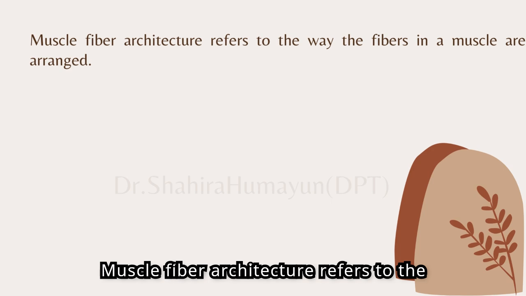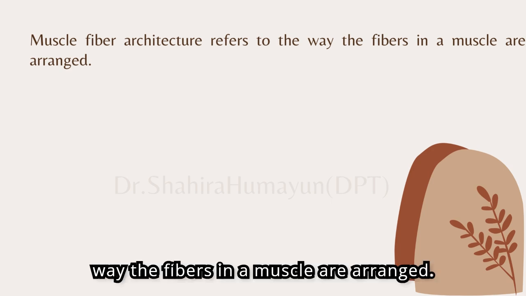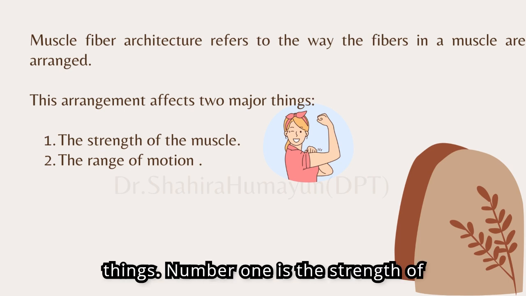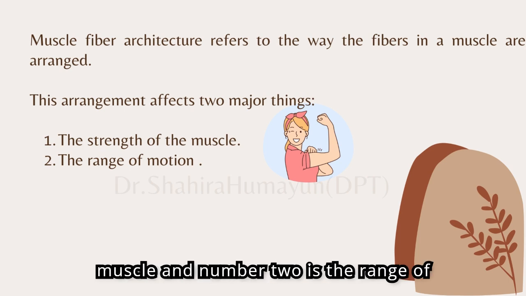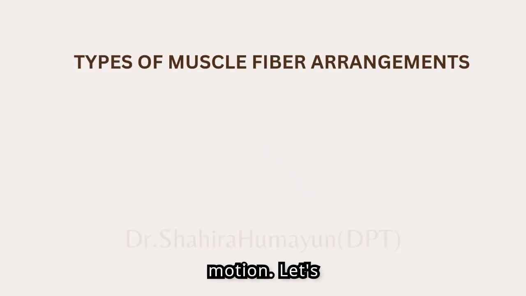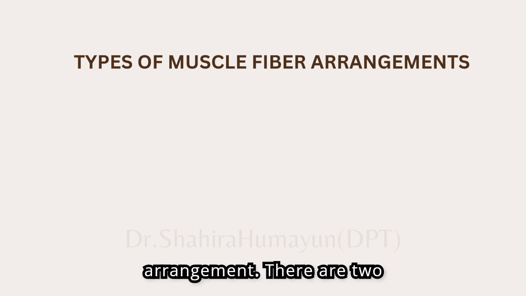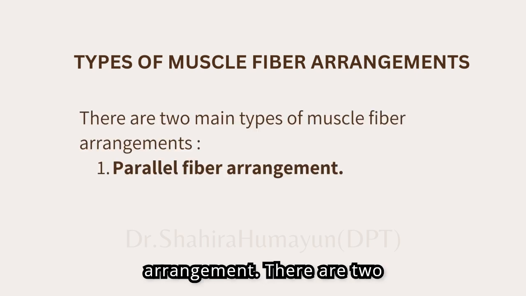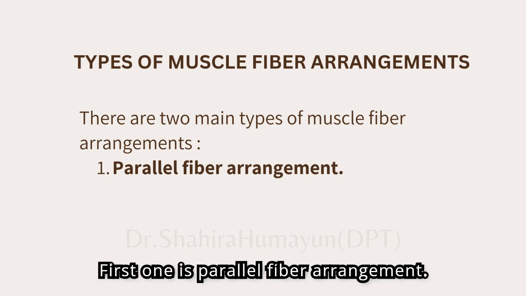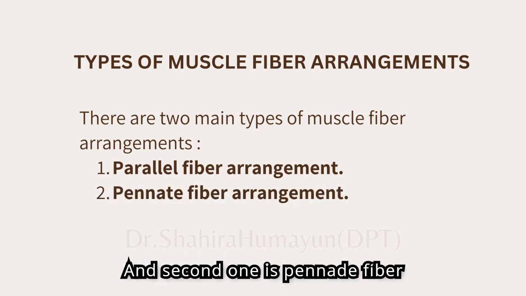Muscle fiber architecture refers to the way the fibers in a muscle are arranged. This arrangement affects two major things. Number 1 is the strength of muscle and number 2 is the range of motion. Let's discuss types of muscle fiber arrangement. There are two main types: first one is parallel fiber arrangement and second one is pennate fiber arrangement.